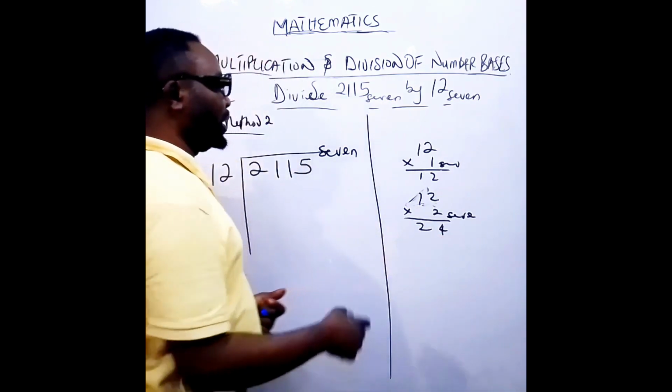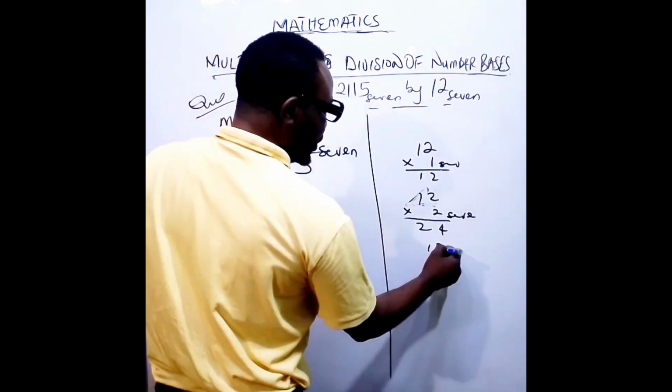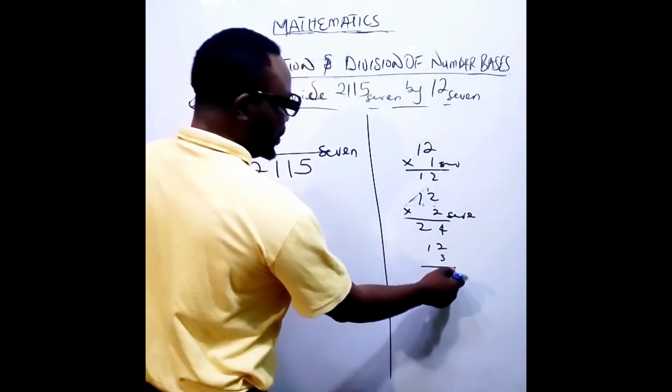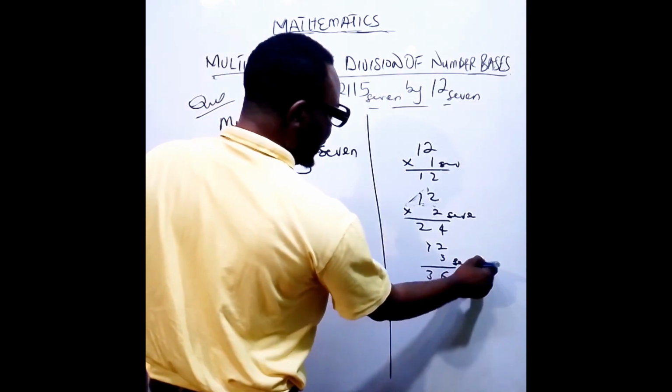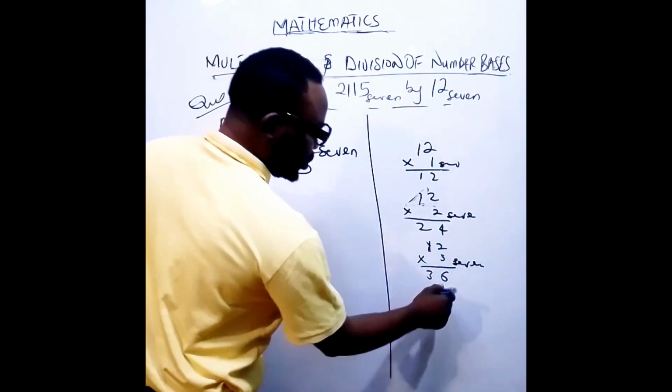What about if I say 12 multiplied by 3? 3 times 2 is 6. 3 times 1 is 3. That is 36. That's also in base 7. So 12 multiplied by 4.